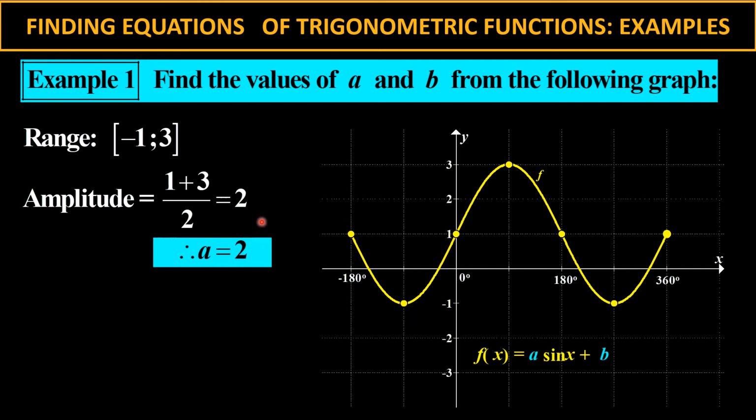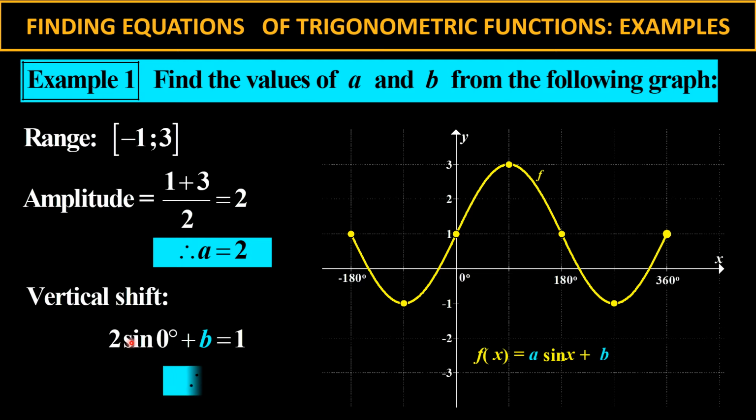Now to calculate that b value, I just substitute. So that will be 2 sine, and I just use the value 0. Let's see what it will be. So 2 sine 0 plus b, sine of 0 is 0, so that falls away. Therefore b is equal to 1. Okay, so this graph has moved 1 unit up.